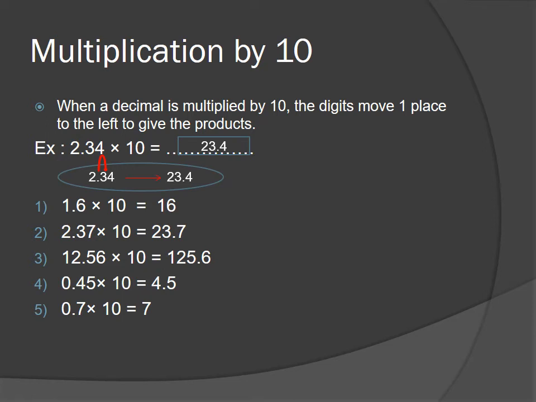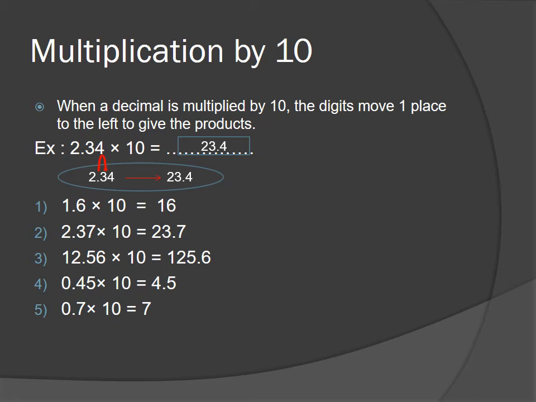2.37 times 10. Same thing you want to do for the second question also. You want to move the decimal point one place to right. The answer is 23.7. 12.56 times 10. You want to move the decimal point one place to right. The answer is 125.6.